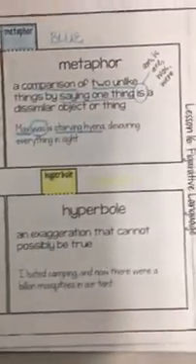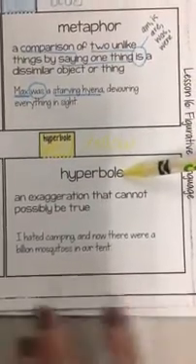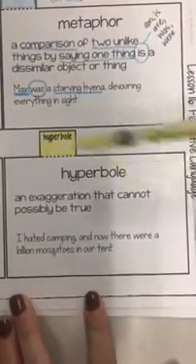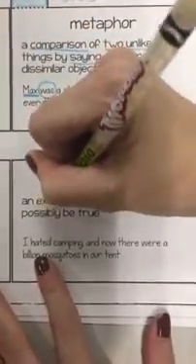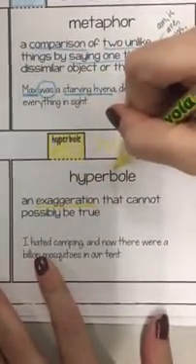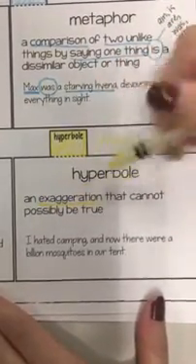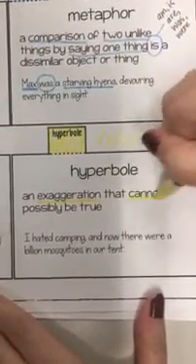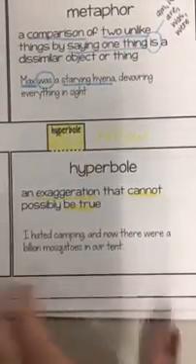And here's our last one, hyperbole, which we'll do in yellow. Lots of hyperboles in 6th grade. We like to exaggerate. This is an exaggeration. And when you exaggerate, you really, really, really stretch the truth. And hyperboles are extreme versions of stretching the truth. So an exaggeration that cannot be true. It's so far out there, there's no way it's true.